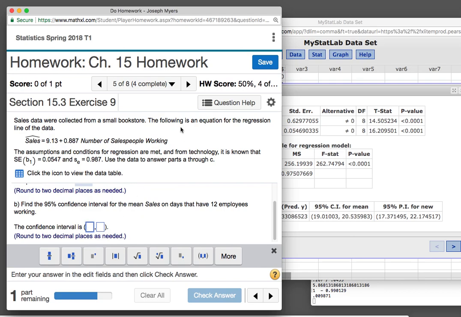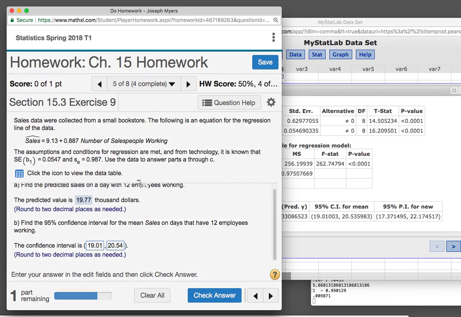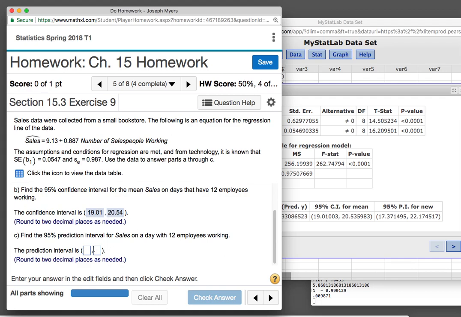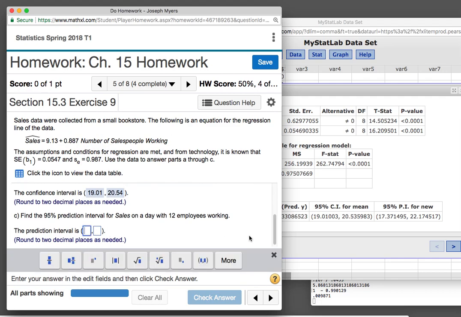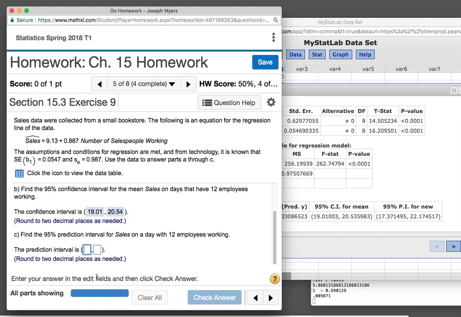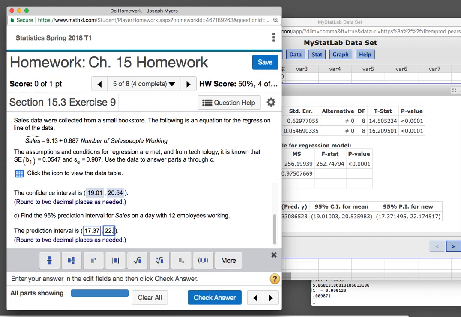So for the average sales on all days that have 12 employees working, it's estimated to be anywhere from 19.01 through 20.54. But if you just randomly pick one day, and you don't take the average of all the days, you don't know if it's Monday or Sunday or anything, then the prediction for a day is going to have a lot bigger fluctuation than the prediction for the average of all the days. So it'll be 17.37 and 22.17.